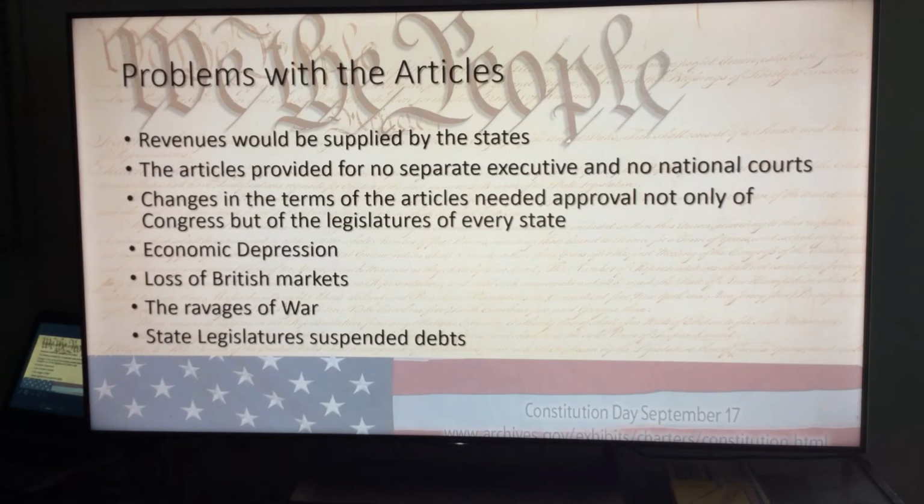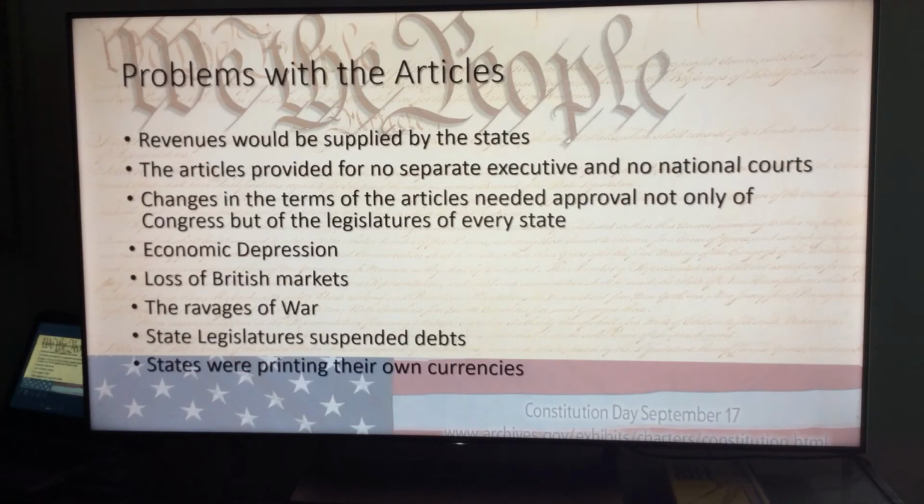State legislatures suspended debts. States decided they were not going to pay back money that was borrowed. What happens to the banks that let them borrow that money? They go bankrupt. Or they got to go to the people and collect on their debt so that they're able to survive. Bad thing when states suspended their debts.